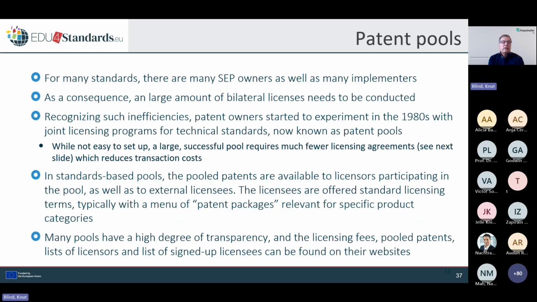Then patent pools. I already mentioned that there are many SEP owners, many implementers, and therefore the question is, how do you solve that? Maybe it makes sense that one organization's patent pool collects all the relevant patents, puts them in a patent package, and licenses them out to all the interested parties which are interested in implementing these packages of patents.